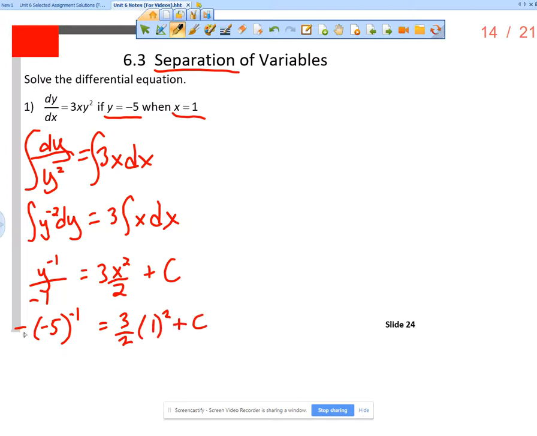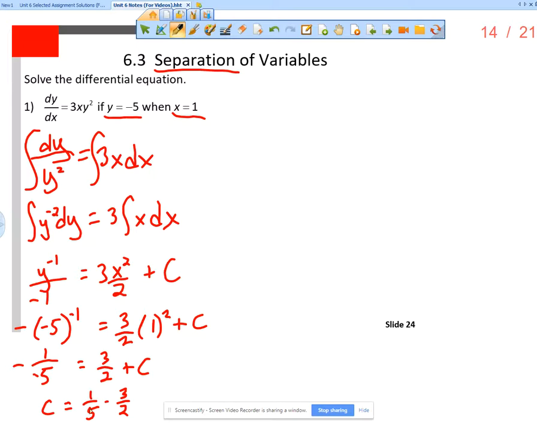All right, so negative 5 to the negative first. What does that really mean? Well, we've got the negative in front. Negative 5 to the negative first means 1 over negative 5 equals, this is 3 halves plus c. And so remember, this is just positive 1/5. So I'm going to subtract 3 halves. So I get c equals 1/5 minus 3 halves.